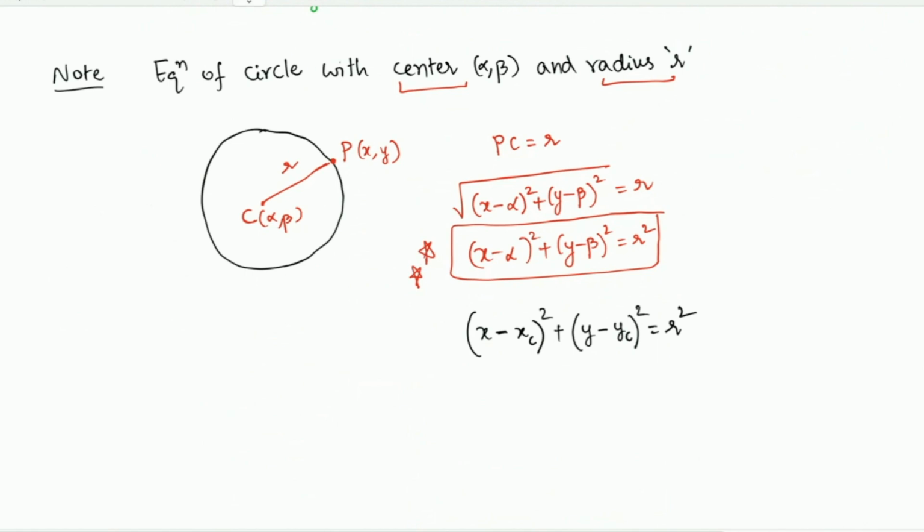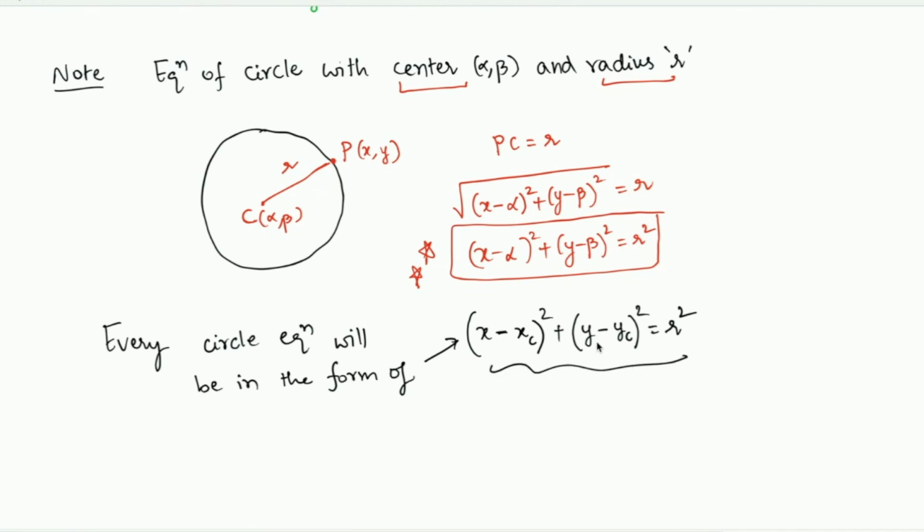Now one more thing. Will every circle equation be in this form or not? In this form, every circle will have a center and radius, no? Then definitely this would be its equation. All right. So what all terms will be present here? What did you observe? The x coordinate of the center and the y coordinate of the center will be constants.